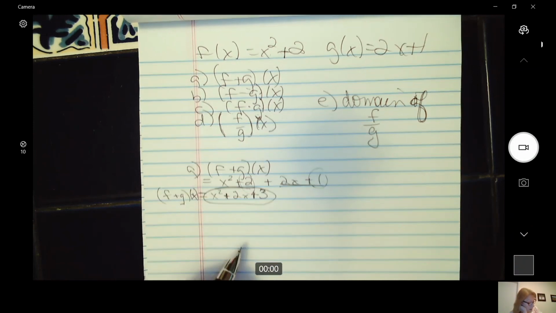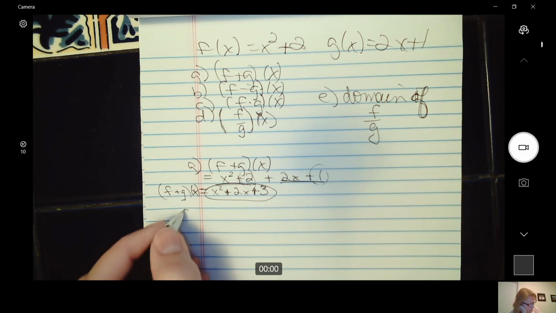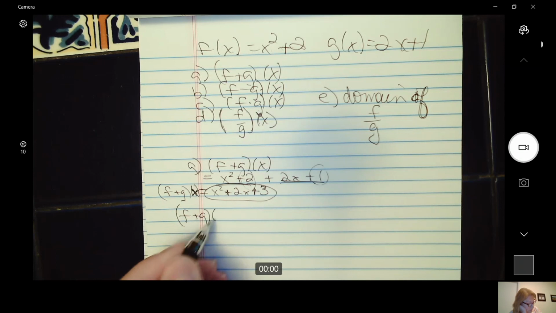Okay, now pay attention on the homework or on the test or whatever, whether it says x here or whether it has a number.